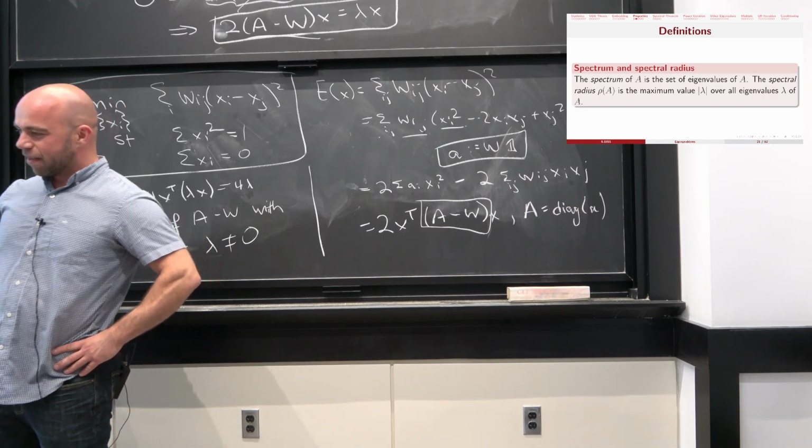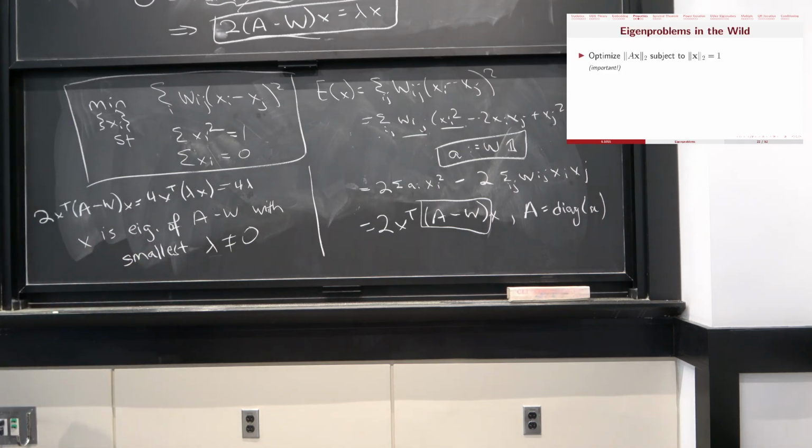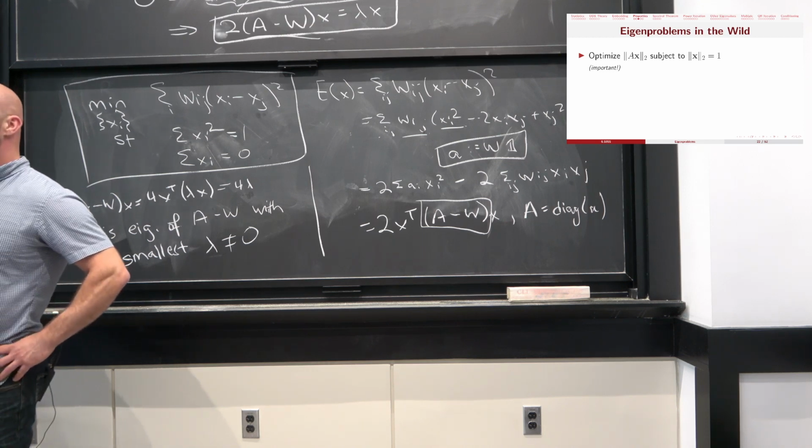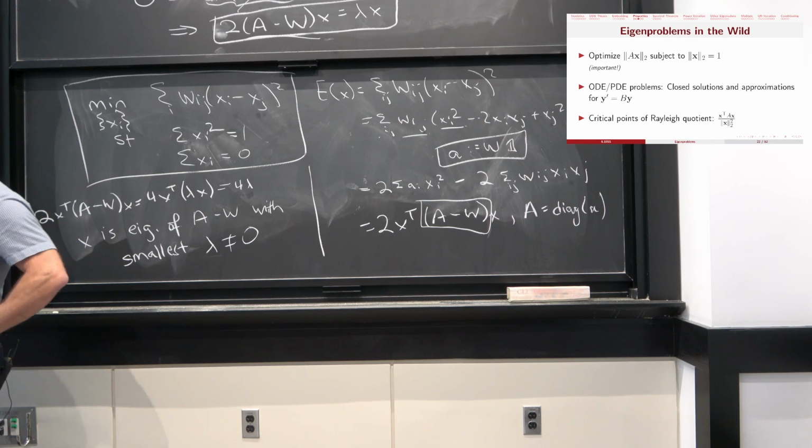Of course, what we've essentially seen at the beginning of the lecture is that there are so many eigenvalue problems in the wild. There's minimizing the norm of a vector subject to length 1, assorted ODE and PDE problems. A third one that we didn't see is critical points of a ratio of 2 quadratic functions. Notice that this is basically the same as the first problem, because you're normalizing by the norm of x here. So all of these things lead to the same eigenvalue problem.